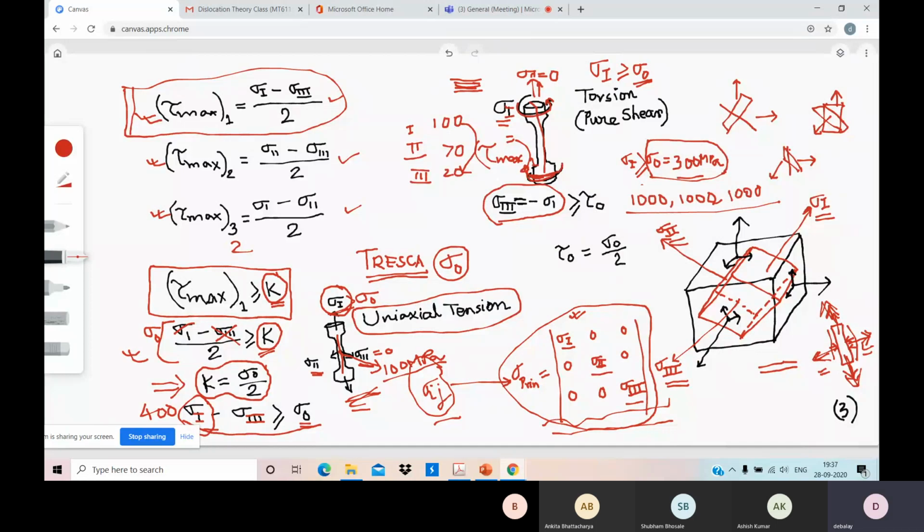Answer is no. The yielding will not occur, because there is no difference between the principal stresses. As I said, the difference between principal stresses is necessary for shear stress. If there is no difference in principal stress, then that loading is called hydrostatic loading condition.